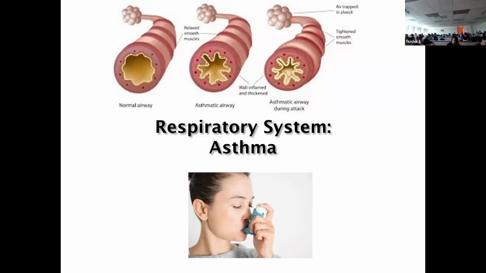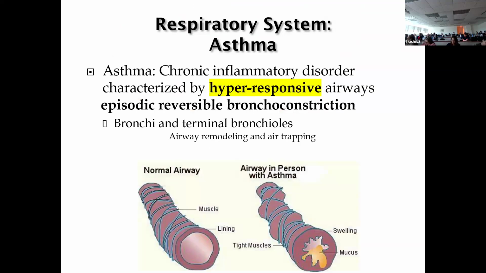So here's a normal airway, here's an asthmatic airway, naturally more narrow. And then in an asthma exacerbation, you're going to have narrowing, thickening, and inflamed areas all around. The lung sound you get during an asthma attack is what? Wheezing. In Bates, wheezing is called a musical note. Musical note is like whistling.